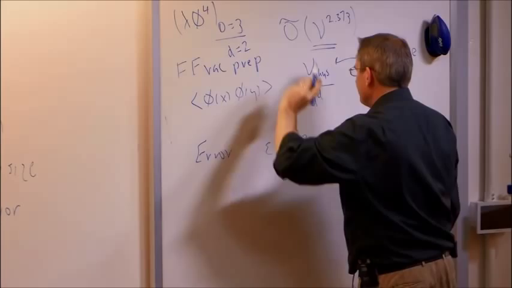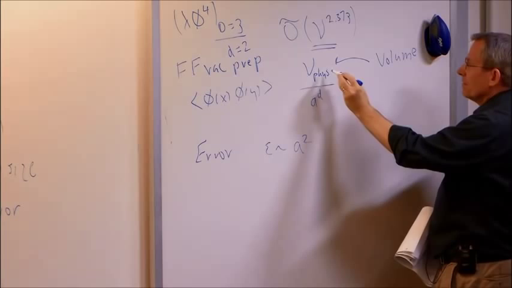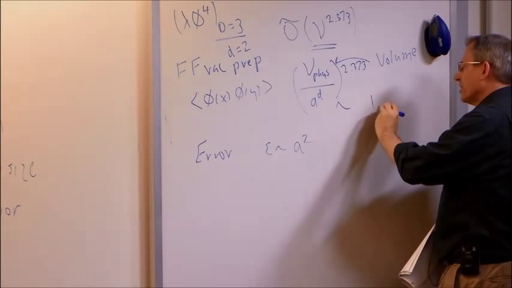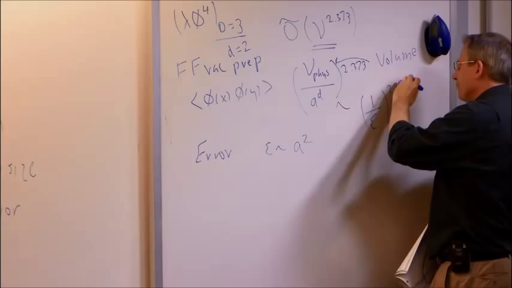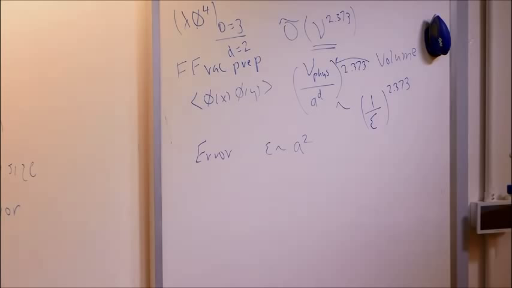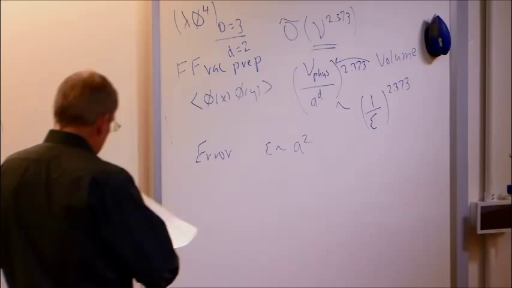So in the case of d equals 2, this is the thing that gets raised to the 2.373 power, and this is 1 over a squared, which means 1 over epsilon, so it's going like 1 over epsilon to this power. And that's the least favorable scaling with epsilon of all of these steps. So in this case, it tells us how the number of gates and the number of qubits scales with the error. Now, I also have to worry about how things scale with the energy.